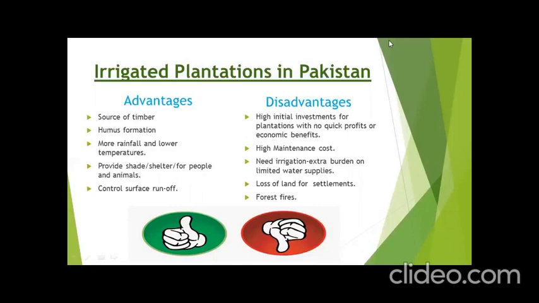Trees protect from soil erosion by holding the soil. This will create more employment opportunities for people. Trees are a natural habitat for wildlife. We know all these points.